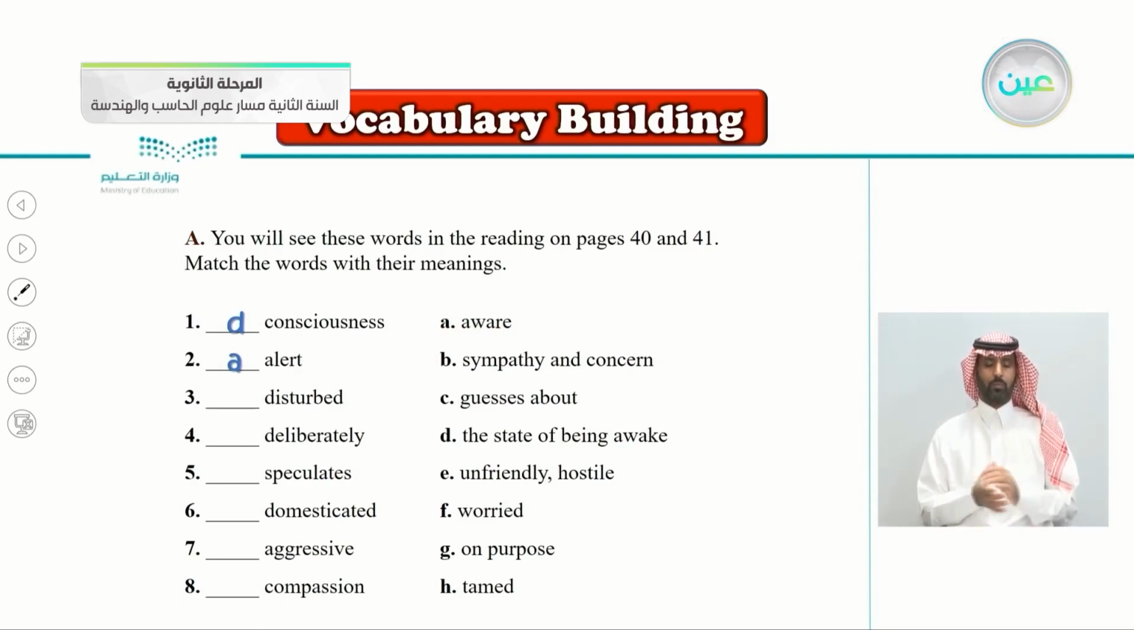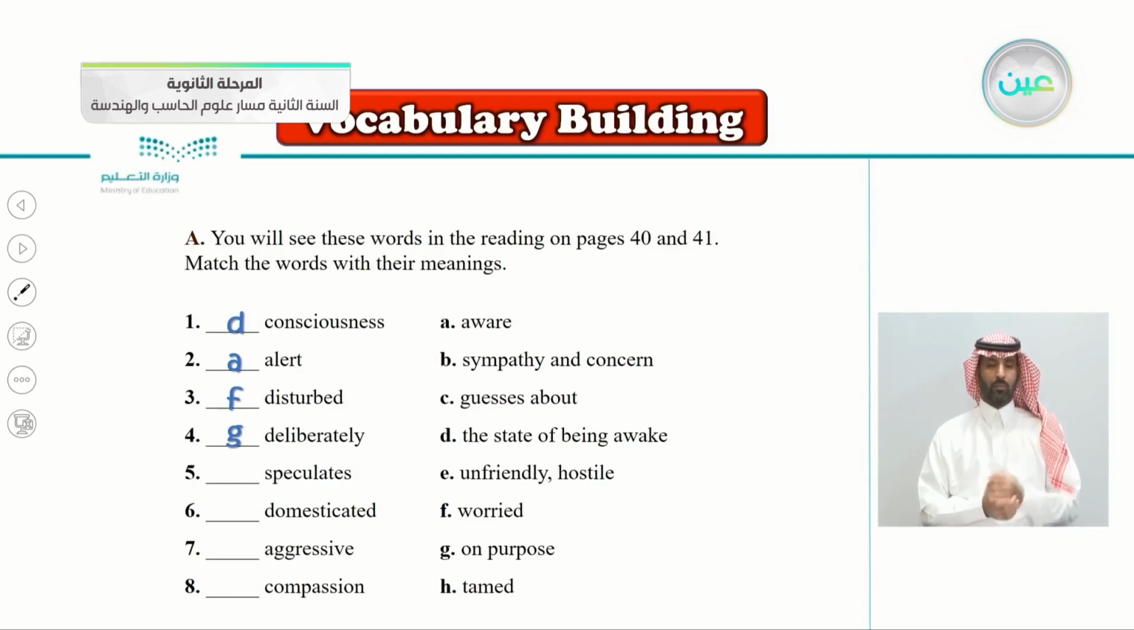Number three, disturbed. To disturb someone, what is it? What does it mean to be disturbed? Yes, very good. It goes with the letter F: worried. To be disturbed is to be worried. When you say that this news really disturbed me, it really had me worried. Number four, deliberately. Very good. It goes with the letter G, on purpose. You meant to do that. Someone meant to do something on purpose.